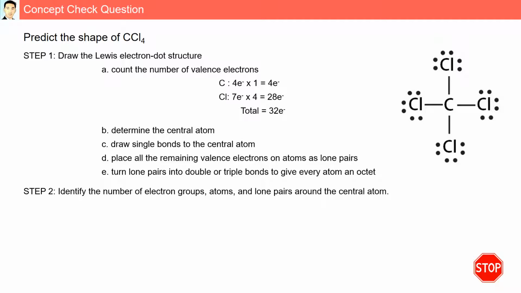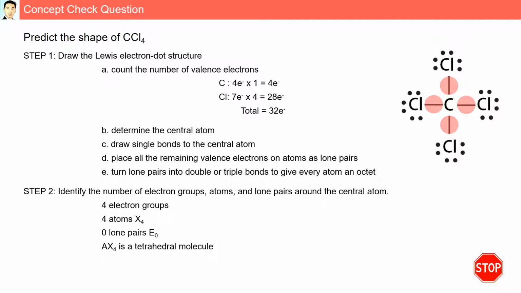Step 2. Identify the number of electron groups, atoms, and lone pairs around the central atom. We have 1, 2, 3, 4 electron groups surrounding our central atom. Next, we have 4 atoms surrounding the central atom, the 4 chlorines, which gives us X4. There are no lone pair electrons around the central atom. The formula is AX4, which is a tetrahedral molecule. CCl4 is a tetrahedral molecule.